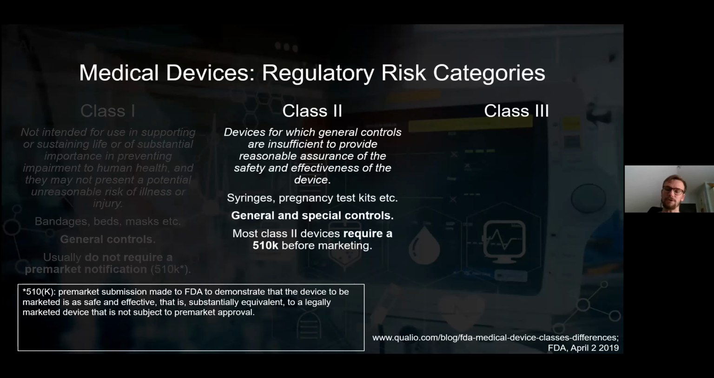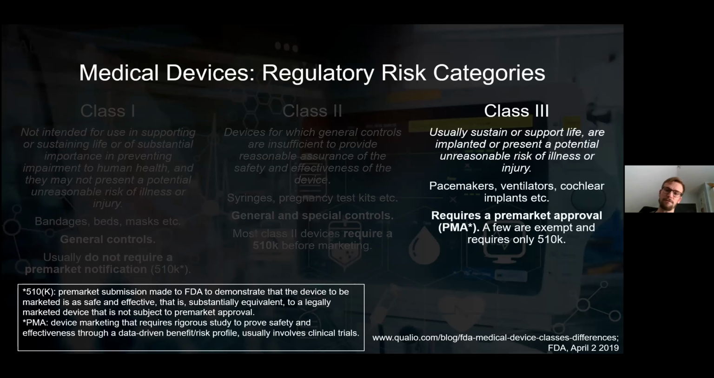Class 2 devices are those for which general controls are insufficient to provide reasonable assurances of the safety and effectiveness of the device. As such, class 2 devices are subject to device-specific special controls in addition to general controls. Most class 2 devices are not exempt, but do require a 510(k) before marketing, so that's the difference between class 1 and class 2 devices. And then finally, we have class 3 devices that usually sustain or support life, are implanted, or present a potential unreasonable risk of illness or injury, and as such pose the highest risk. Examples of class 3 devices are pacemakers and ventilators. Most class 3 devices do require a pre-market approval, or PMA, which is the most rigorous type of device marketing application demanded by the FDA.